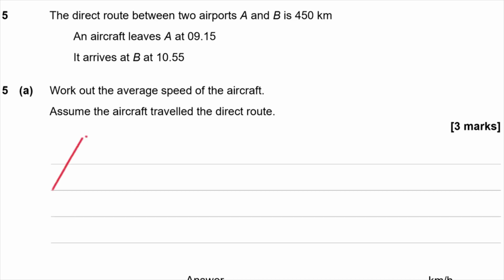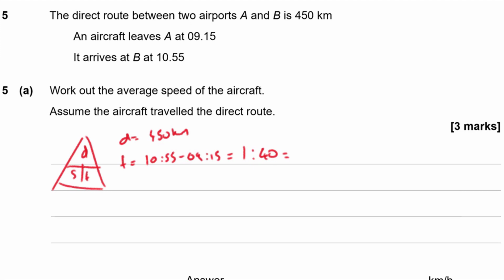So we can remember about this using the DST triangle, distance, speed, time. Here we've been given the distance. It's 450 kilometers. We've been given the time. It's the difference between 10:55 and 9:15, which is a time span of 1 hour and 40 minutes. Now, it's a bit difficult to calculate with minutes and hours.